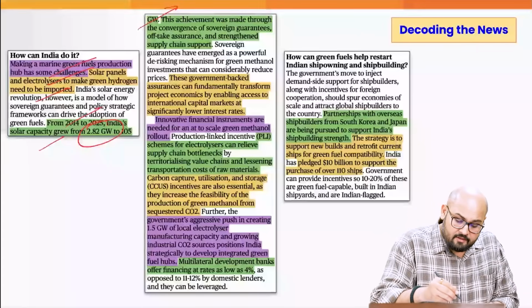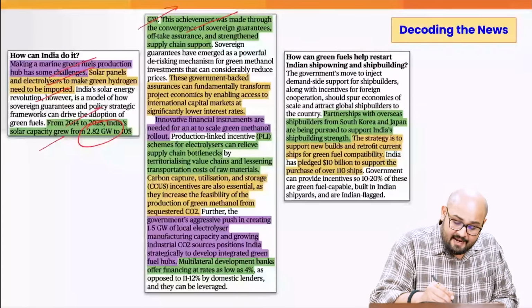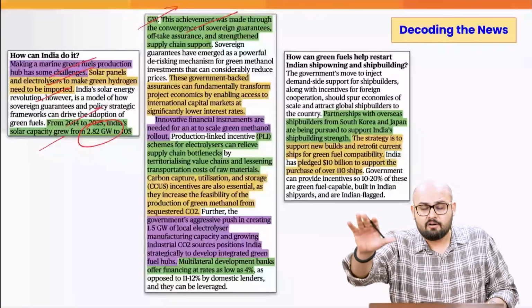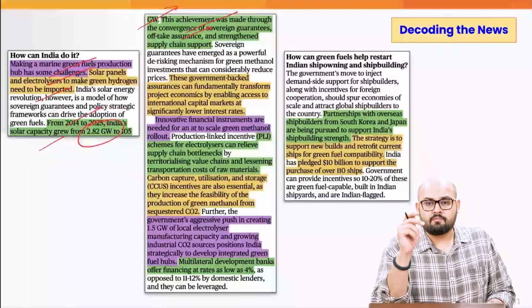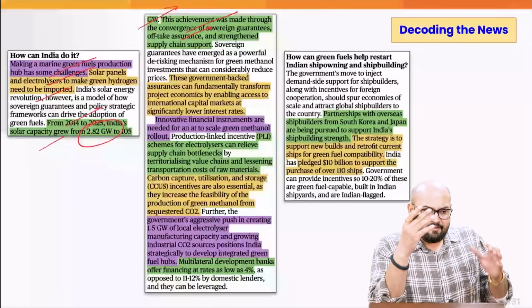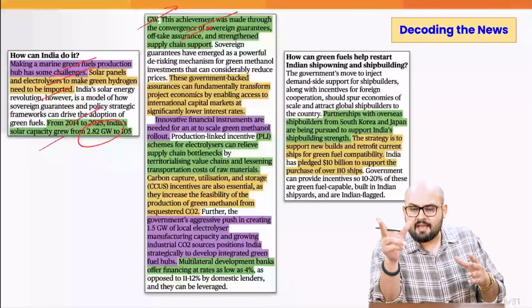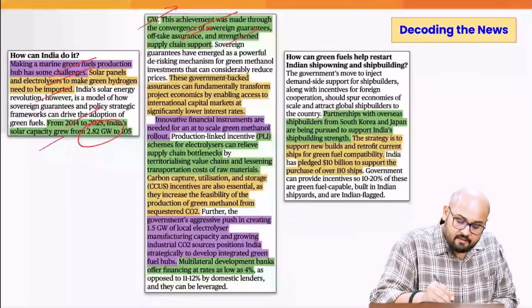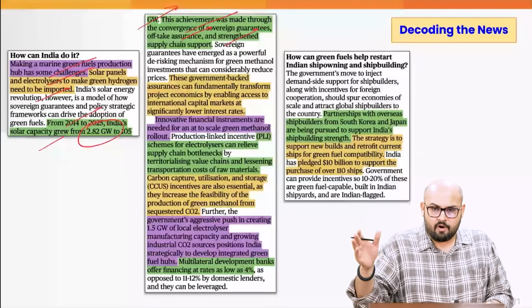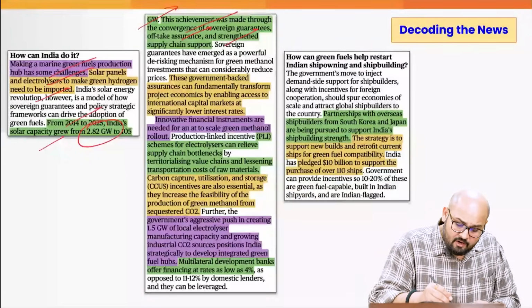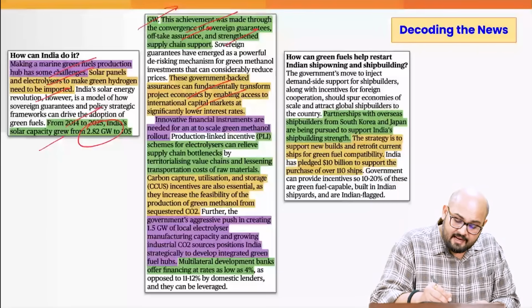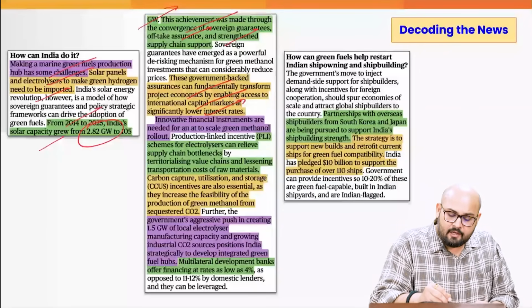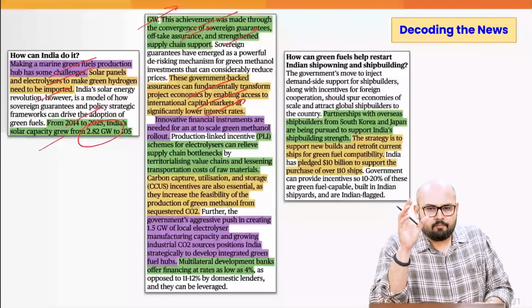This achievement was made through the convergence of sovereign guarantees, that is, the guarantees given by the government; off-take assurance. What do we mean by off-take assurance? That if I am producing a particular commodity, you give me a guarantee that you are going to buy it. That is off-take assurance. And strengthened supply chain support with respect to the overall grid supply. These government-backed assurances can fundamentally transform the project economics by enabling access to international capital markets at significantly lower interest rates.